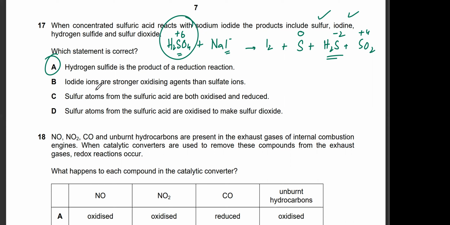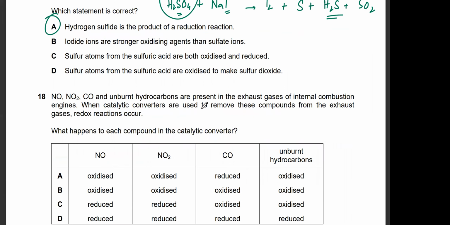And the rest of the statements: iodide ions are strong, I mean, they're very good reducing agents. They're not oxidizing agents. Sulfur atoms are both oxidized and reduced? That's not true. They're just reduced, from plus 6 to 0. That's reduced. Sulfur atoms are not oxidized.